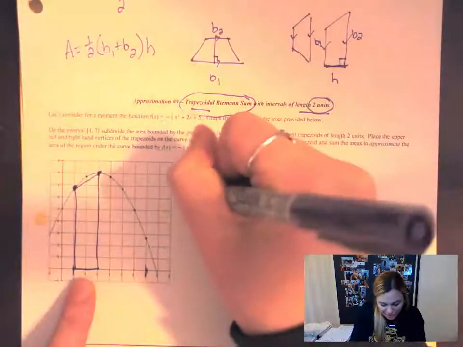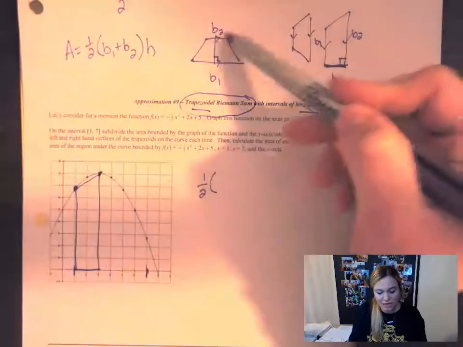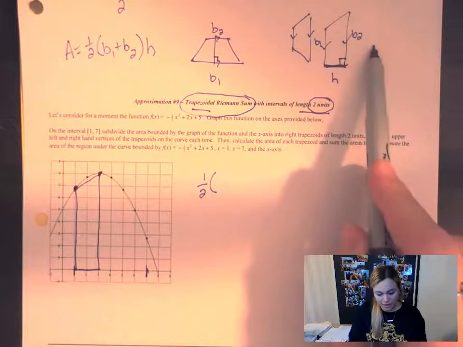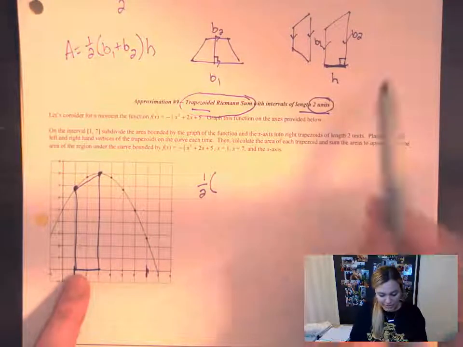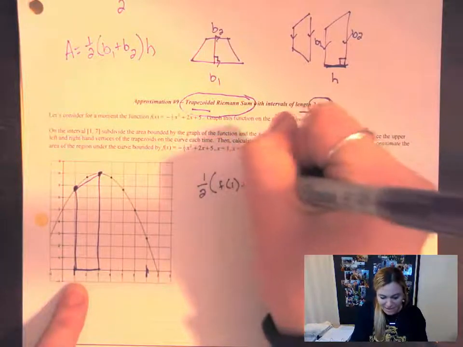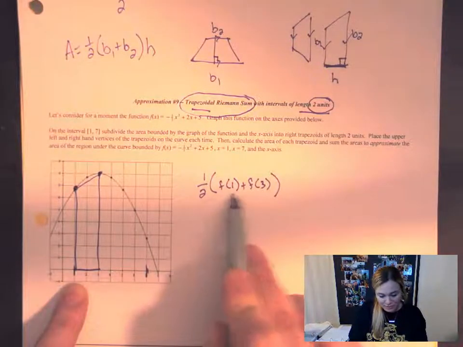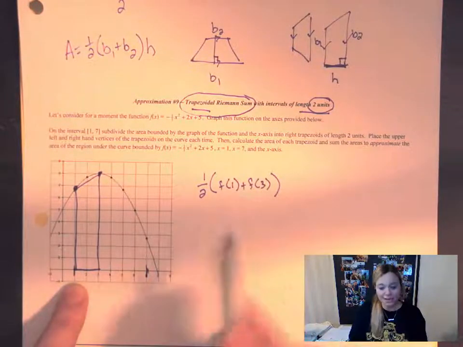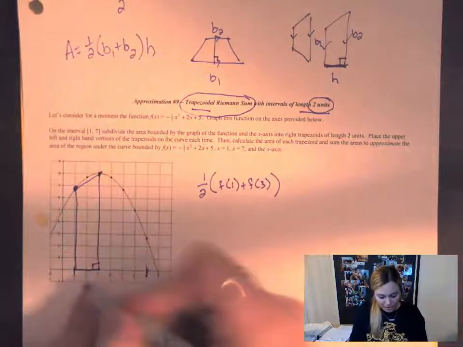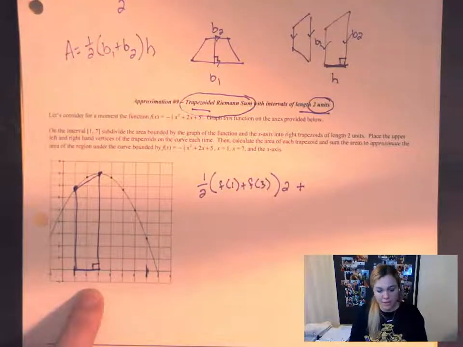So it's 1/2 base 1 plus base 2. Remember, the bases in this are not going to be like how we traditionally think. It's going to be more like this, base 1 and base 2. So this base 1 and base 2 would be f of 1 and f of 3. 1/2 base 1 plus base 2. My height is always perpendicular to whatever my base is. So here my height is 2. Okay, let's do the next one.